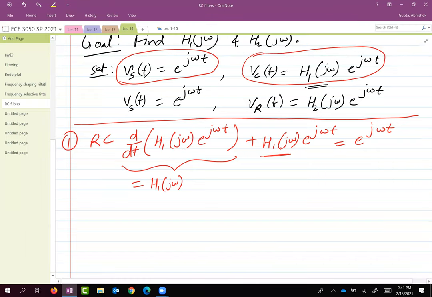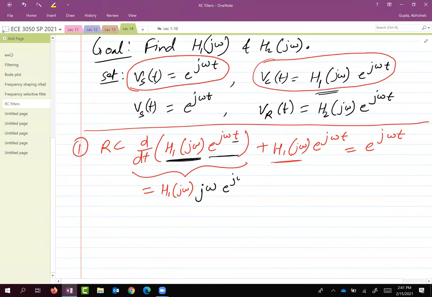So let's look at the derivative of this. This term is constant, so I'll just pull it out of the derivative. The second term depends on time t, so I need to take the derivative. And as someone pointed out earlier, this is j omega e raised to j omega t.